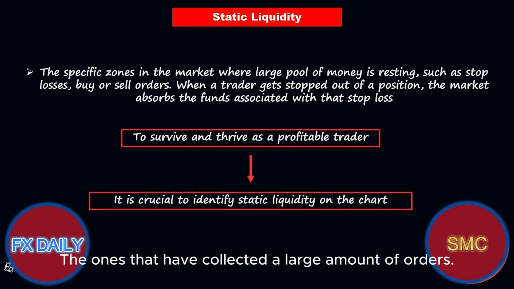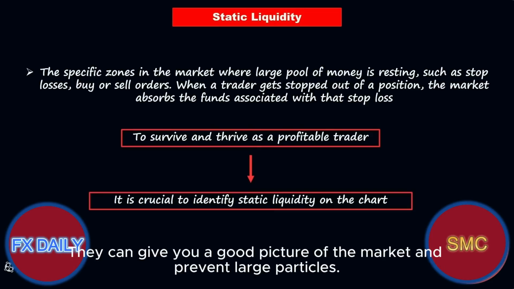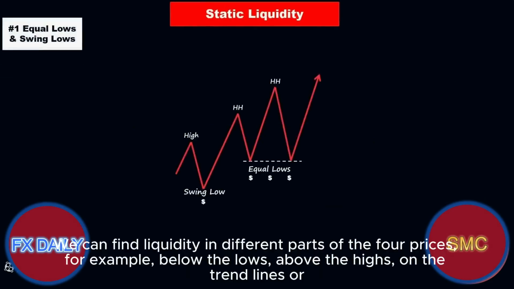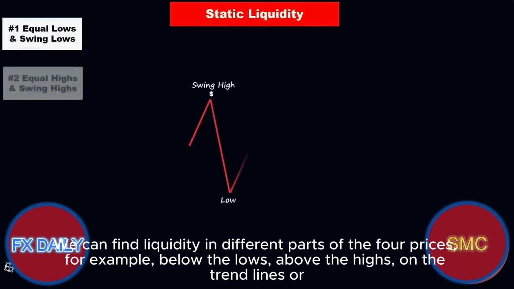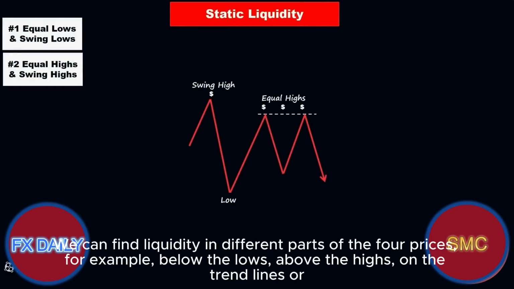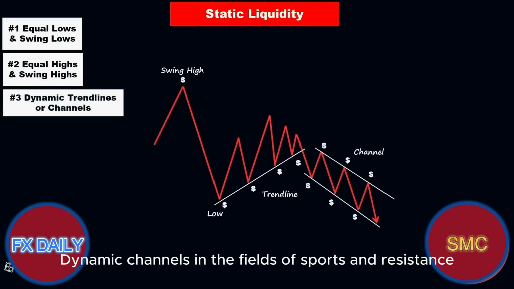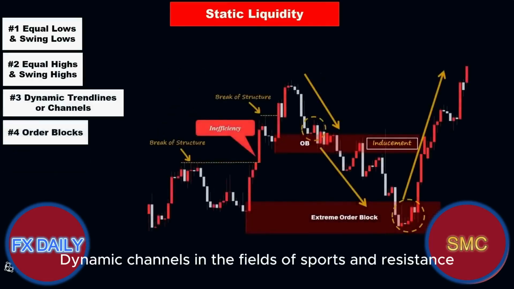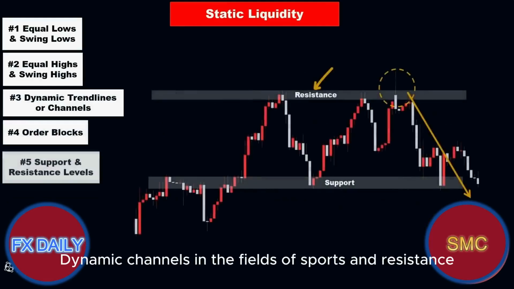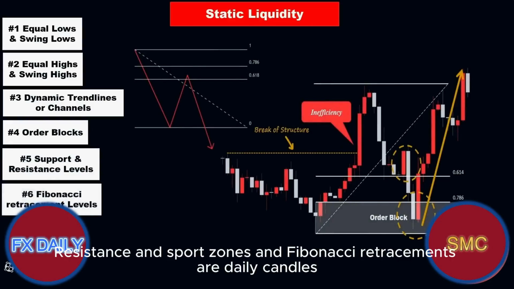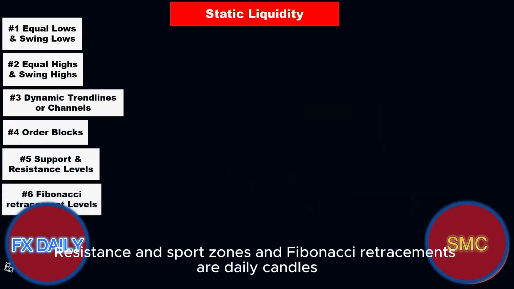The levels that have collected a large amount of orders can give you a good picture of the market. We can find liquidity in different parts of the price, for example, below the lows, above the highs, on the trend lines or dynamic channels, in the zones of support and resistance, resistance and support zones, Fibonacci retracements, and daily candles.